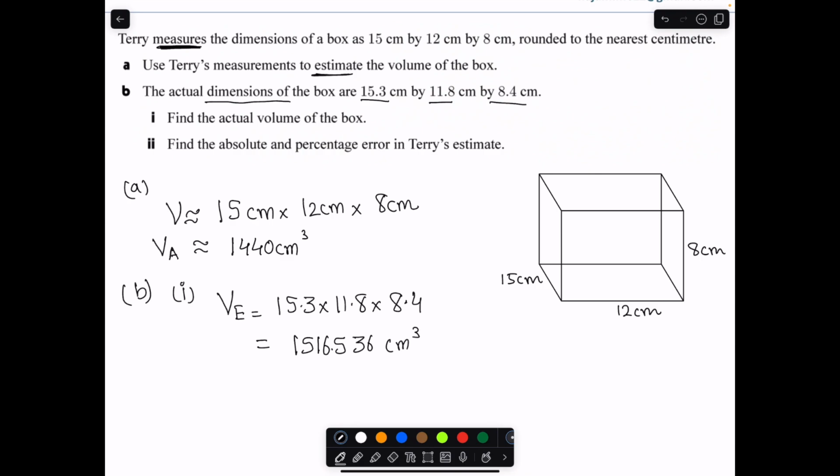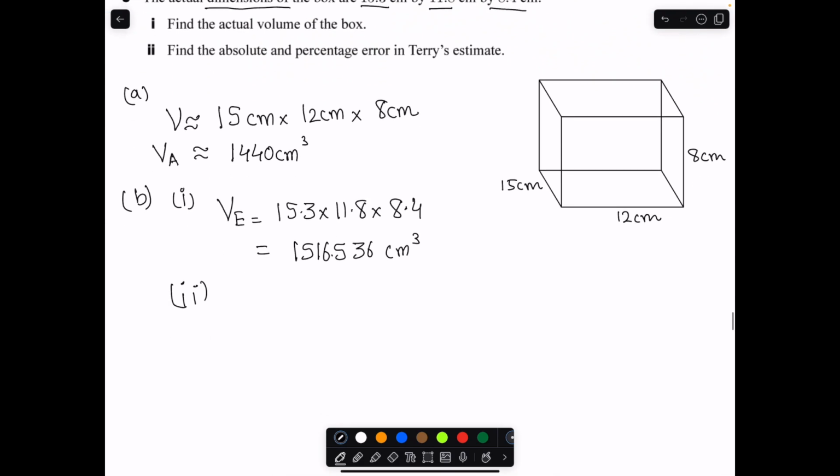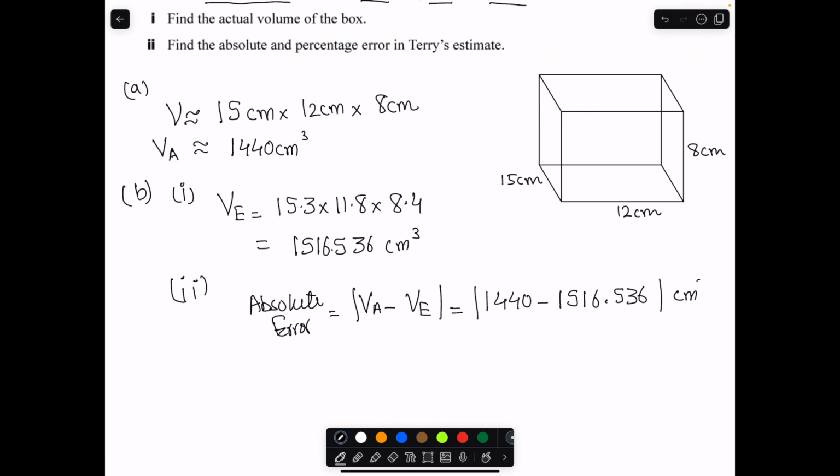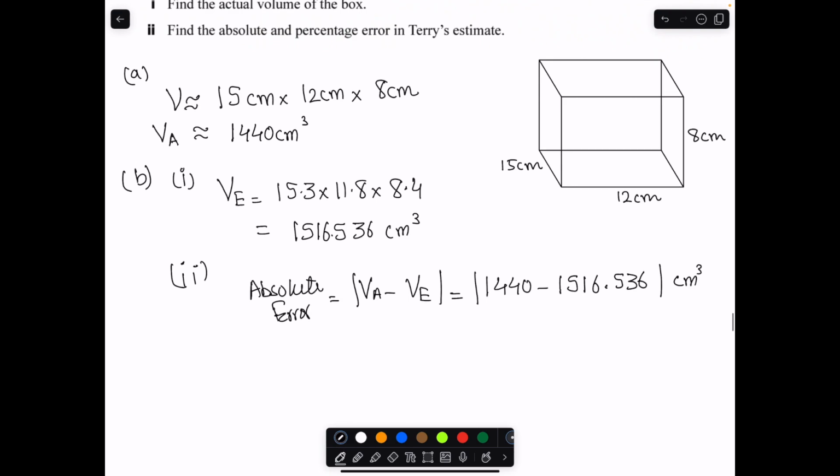1516.536 centimeter cubed. The second part says find the absolute and percentage error. So I know my absolute error is basically the modulus of VA minus VE, which is basically the approximated, 1440 minus 1516.536 centimeter cubed. My absolute error, although it's negative, we'll write the positive absolute value, which is 76.536 centimeter cubed. This is my absolute error.